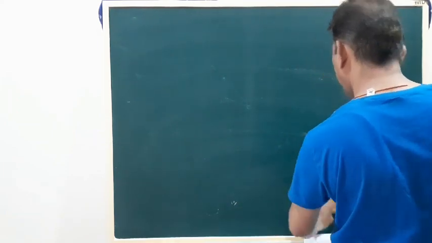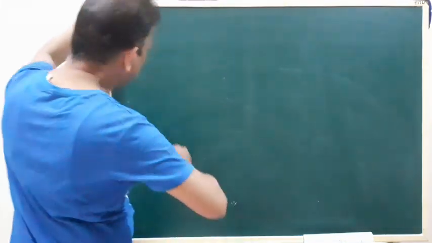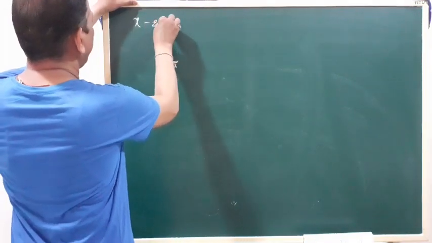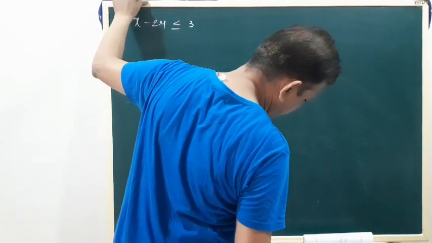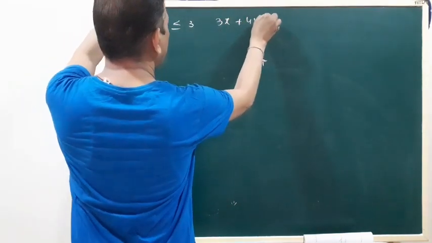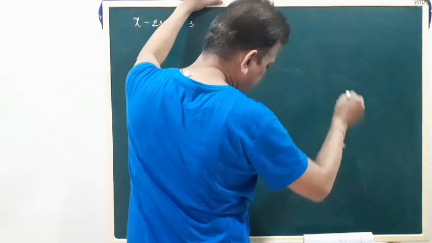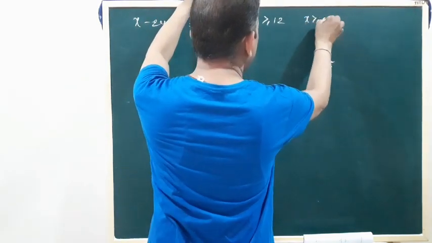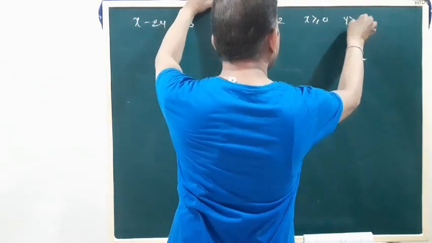Question. Look. x minus 2y less than or equal to 3, 3x plus 4y greater than or equal to 12, x greater than or equal to 0. That means first and fourth quadrant. But y is greater than or equal to 1, so only the first quadrant.